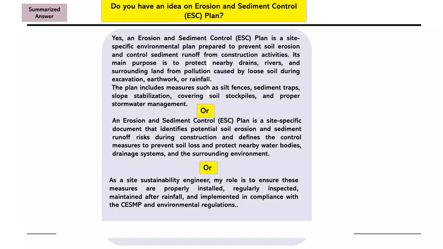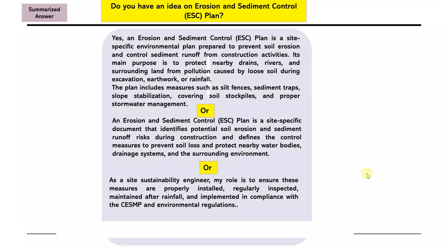The first way is: yes, an erosion and sediment control ESC plan is a site-specific environmental plan prepared to prevent soil erosion and control sediment runoff from construction activities. Its main purpose is to protect nearby drains, rivers, and surrounding land from pollution caused by loose soil during excavation, earthwork, or rainfall. The plan includes measures such as silt fences, sediment traps, slope stabilization, covering soil stockpiles, and proper stormwater management. This was the first way.